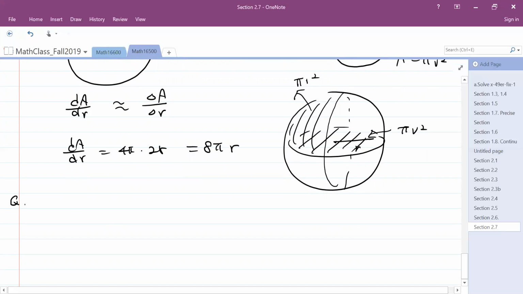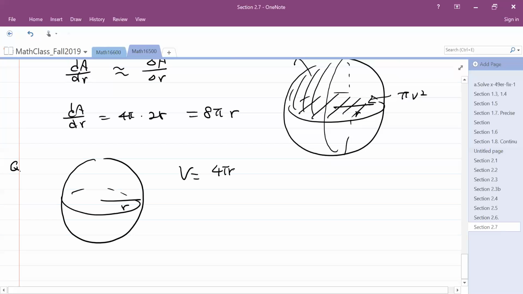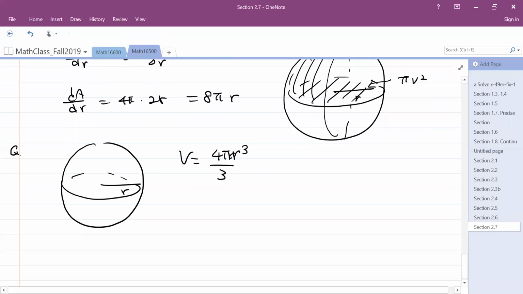Now look at the volume. If you know the radius, the volume is going to be 4 pi r cubed, divided by 3. It's interesting why we divide by 3. How did I get it? This is the volume formula.